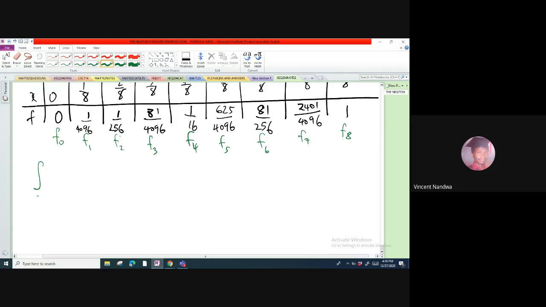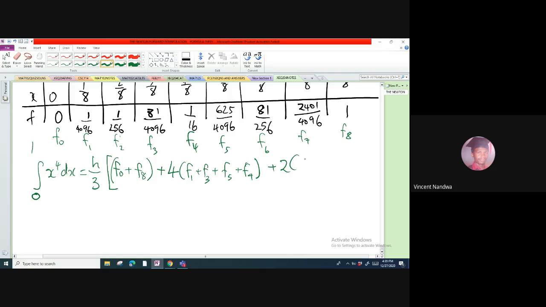And then you remember the integral from 0 to 1 of x power 4 dx will now be given by h over 3 into f0 plus f8, the extreme ordinates, plus 4 into f1 plus f3 plus f5 plus f7, and then plus 2 into the even ordinates, we have f2, f4, f6.